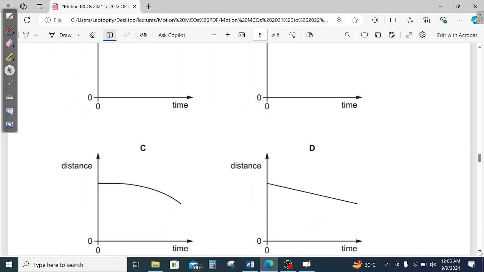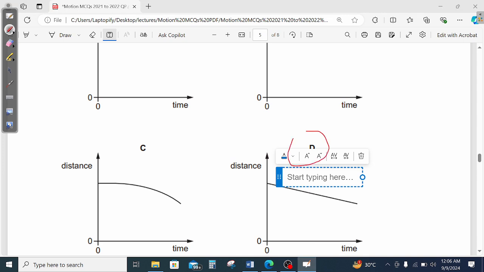If you look at this one, the graph is moving downward. It means the speed of your object is decreasing. Okay, slowing down. But in that, this is a straight line. In a distance time graph, whenever you see a straight line, it means the body is moving with constant speed. Okay, so your option will be D. Is it clear?